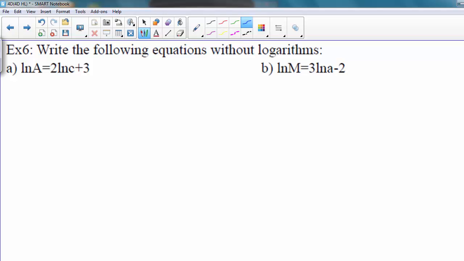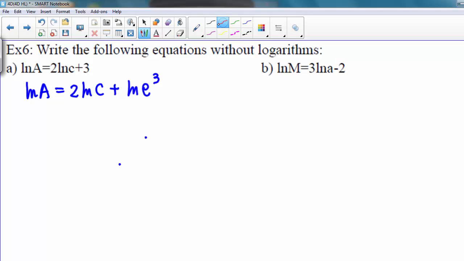Okay, the last example in this lesson. Write the following equations without logarithms. Let's look at how we can get rid of the log symbols in both of these two equations. So we have ln a, which is a single log on the left side. On the right side, right now I have two terms. I need to convert both of these two terms to one log. So 2 ln c. For number 3, I need to convert this one to ln e to the power of cube.